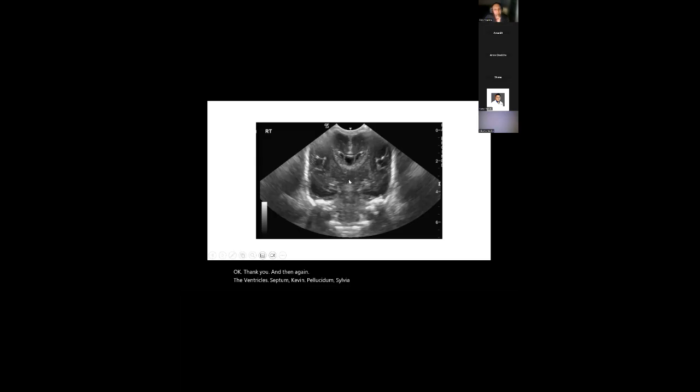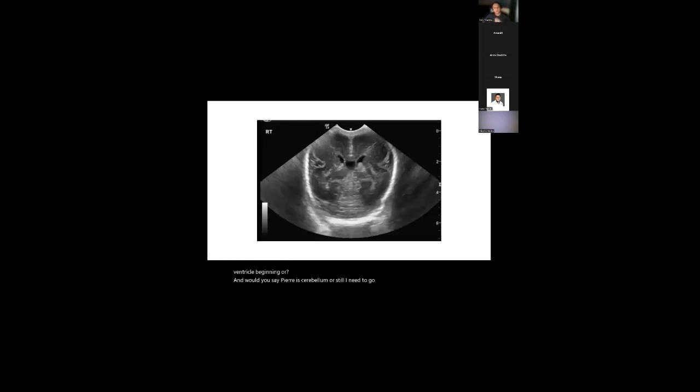Would you say this is the beginning of the third ventricle? It's probably the beginning, not very visible in this view. I think once you go a little bit further back, you'll be able to get it. Okay. And would you say here is the cerebellum or still starting to appear? Yeah, starting to appear. You're correct. So here's the choroid plexus beginning and cerebellum. Would you see the third ventricle anywhere here? No, it would be in the view before.